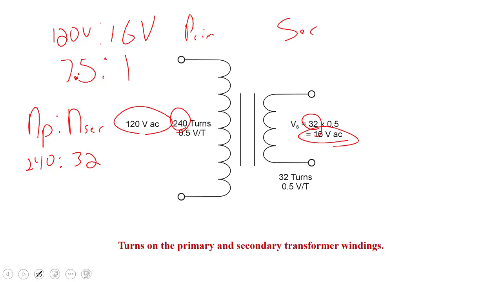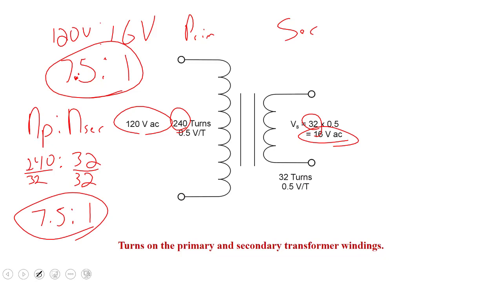Okay. So if we express that in its lowest form, I'll take my lower number here, 32. So I'll take the 240, I'll divide both sides by 32, and we should get 7.5 to 32 divided by 32 is 1. Just confirm that. 240 divided by 32 equals 7.5 to 1. So we can see the turns ratio and the voltage ratio are always exactly the same for any given transformer. Those number of turns determine that turns ratio.